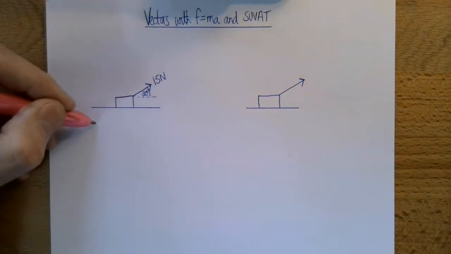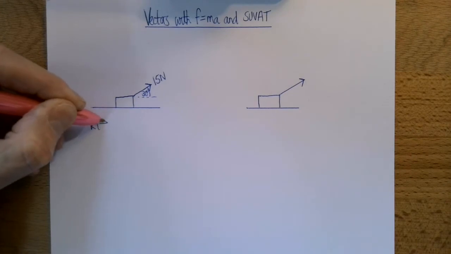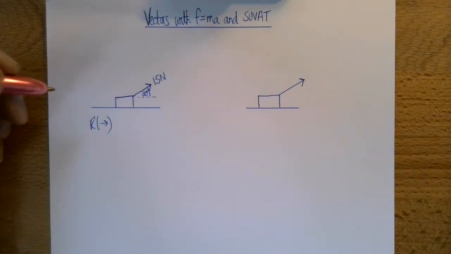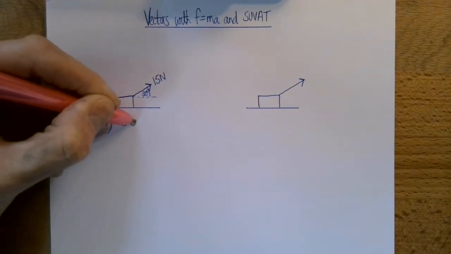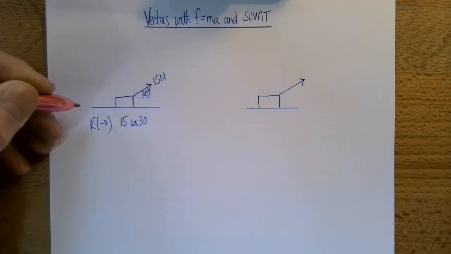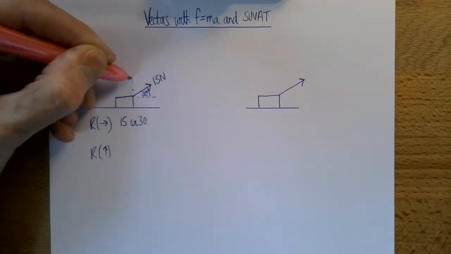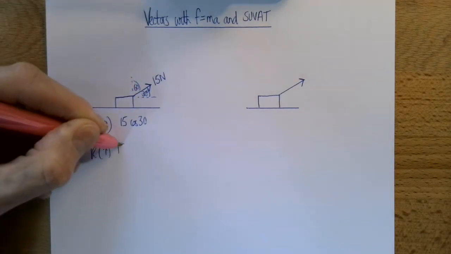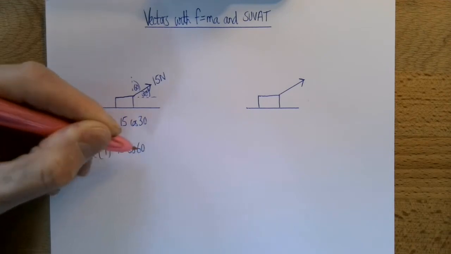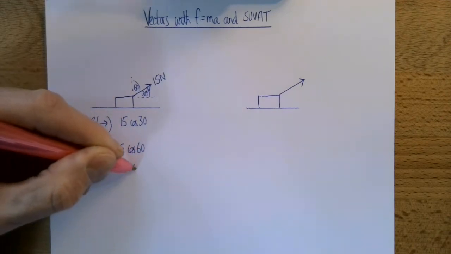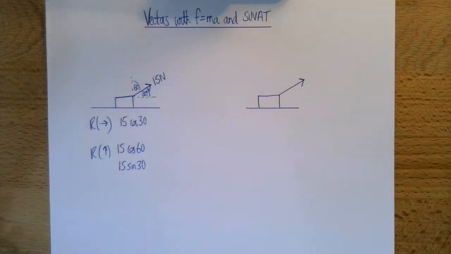But we say, right, okay, so when I resolve horizontally, that force has an effect of 15 cos 30, but that force also has a vertical effect, and that is 15 cos 60. However, we may choose to write that as 15 sin 30. Now what vectors do is they do it the other way around. Rather than giving us the magnitude and direction of the force, they give us the horizontal and vertical components.